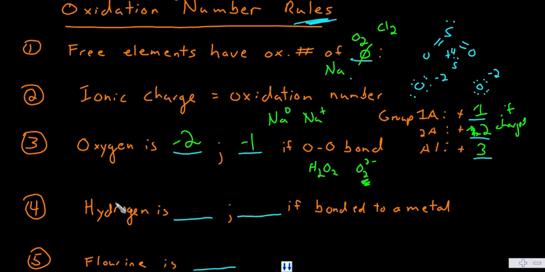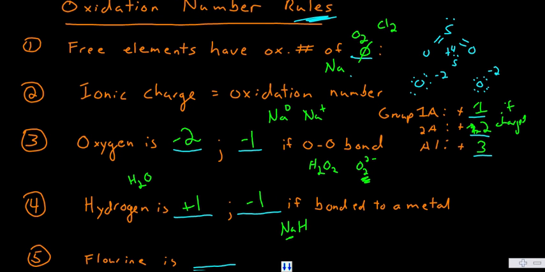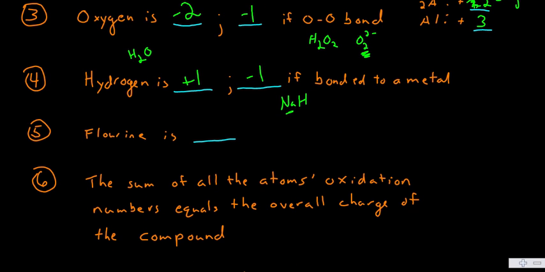What about hydrogen? If it's next to something else, say like in water, it's going to have an oxidation number of +1. And if it's next to a metal, it's going to be -1. So that's called a hydride, if it's hydrogen with a -1 charge and oxidation number. Fluorine, its oxidation number is going to be -1. That's its only oxidation number if it's next to something else or is charged.